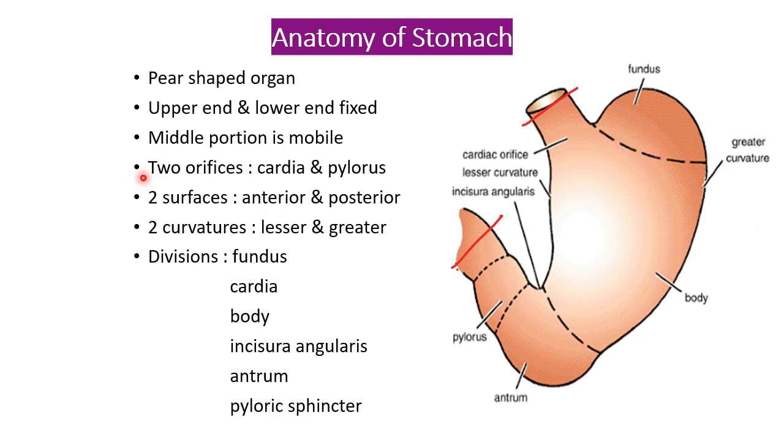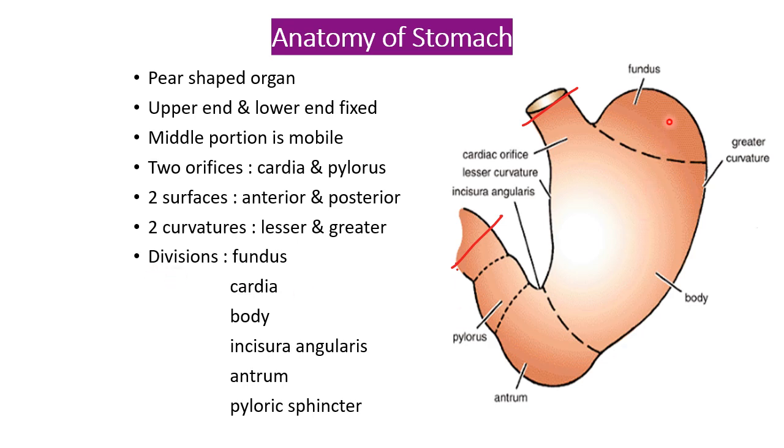Two orifices, the cardiac orifice and the pyloric orifice. These are the two orifices. This is the entry of the food, and this is the exit of the food. Two surfaces: this is the anterior surface, and if you flip the stomach over, you can see the posterior surface. There are two curvatures, the lesser curvature and the greater curvature of the stomach. And the stomach is divided into a number of parts.